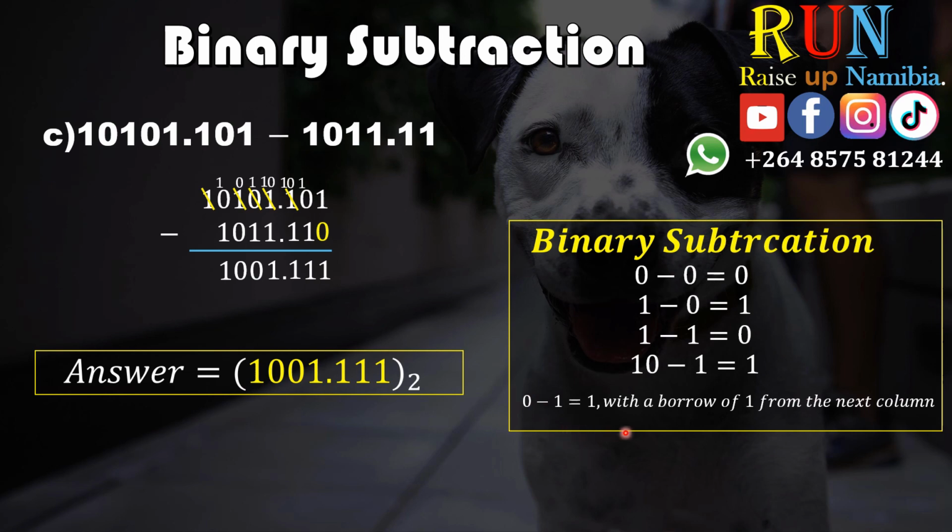So basically what you need to bear in mind are these rules, okay? So you need this binary subtraction to be able to do the binary division, okay? So hopefully you did grasp how to do binary subtraction. We will be looking at the binary division next, okay?